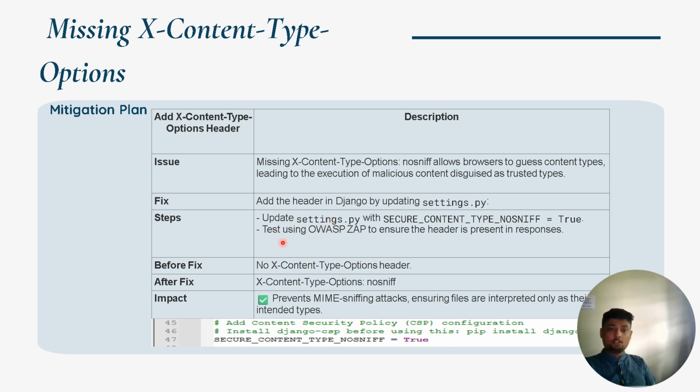So what we did is that we added the header in Django by updating settings.py. Within the settings.py file that I mentioned earlier during the other pages, we added this line: SECURE_CONTENT_TYPE_NOSNIFF equals True. So if we redo this, then this whole issue will be mitigated, right?